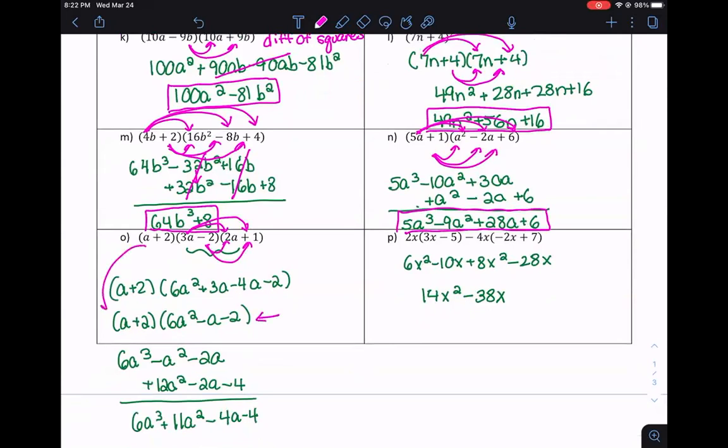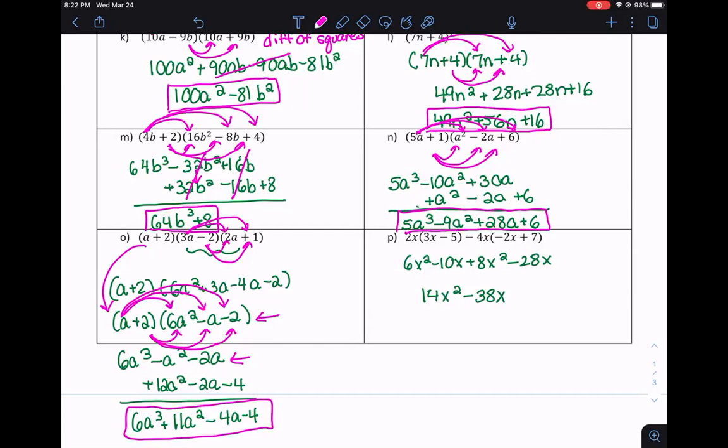And then I bring down that a plus 2 that I didn't use, and I will distribute from there. 6a cubed minus a squared minus 2a, so that's the first line that you see right here, plus 12a squared minus 2a minus 4. So again, when I combine my terms, I get 6a cubed plus 11a squared minus 4a minus 4.